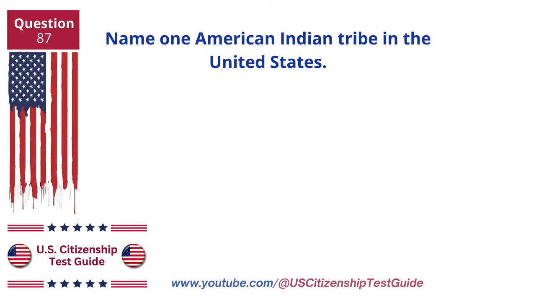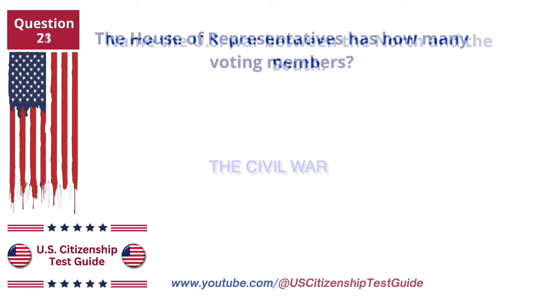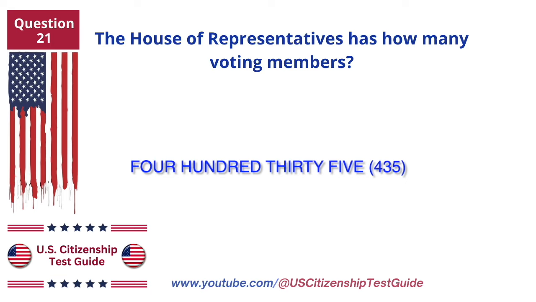Name one American Indian tribe in the United States. Cherokee. Name the U.S. war between the North and the South. The Civil War. The House of Representatives has how many voting members? 435.